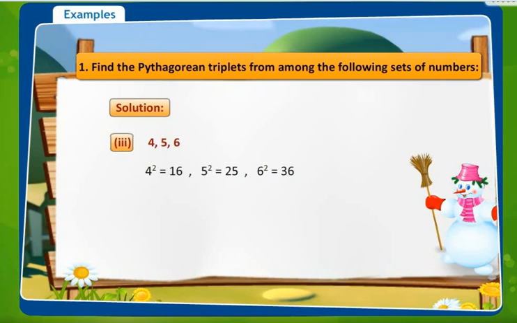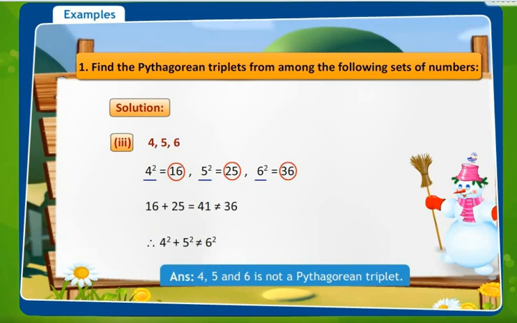Then 4, 5, 6. 4 square is equal to 16. 5 square is equal to 25. 6 square is equal to 36. Now the biggest number, 36. Now 16 plus 25 is 41. 41 is not equal to 36, hence it is not a Pythagorean triplet and it is not going to form a right angled triangle.